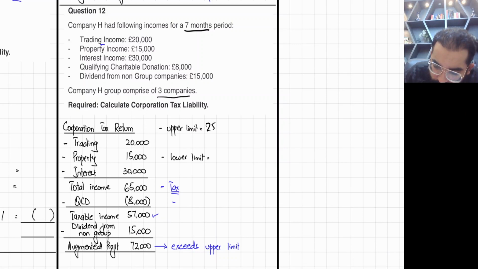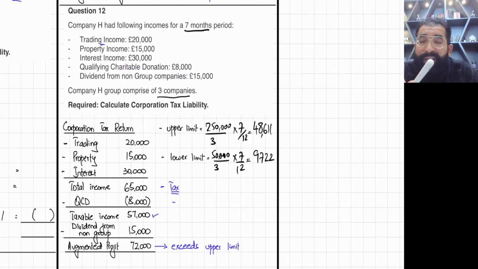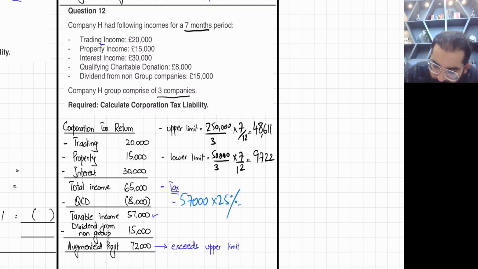So 250,000 divided by 3 times 7 upon 12, and 50,000 divided by 3 times 7 upon 12. The limits are 48,611 and 9,722. Now this time your augmented profit is 72,000, which is more than the lower limit as well as the upper limit. So the higher rate will be applied with no marginal relief, so it will be 57,000 times 25%, which is 14,250.